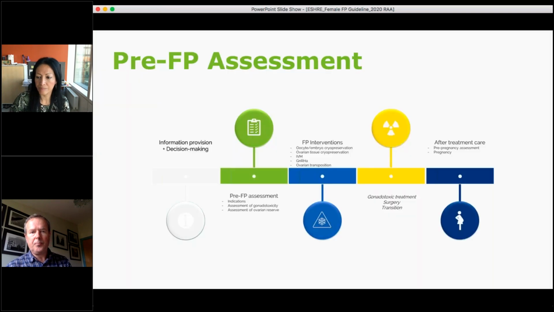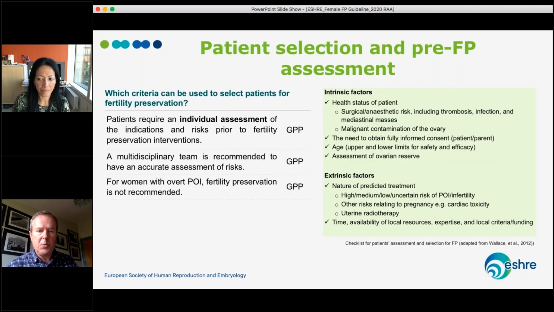What about assessment of the patient as to their essentially medical fitness for this and the risks associated with this? Well, obviously, this is going to require an individual assessment. Again, we highlighted the need for a multidisciplinary group approach to this. And we also felt that it was appropriate to specify that for women with actual overt premature ovarian insufficiency, unfortunately, fertility preservation is not going to be recommended. That ship has sailed, so to speak.